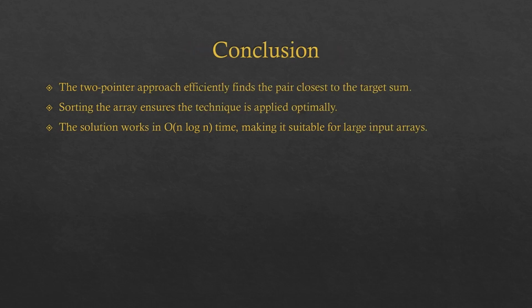In conclusion, the two-pointer approach is an efficient way to find the pair whose sum is closest to the target. Sorting the array ensures we can use this technique effectively, and with a time complexity of n log n, this solution is suitable for even large input arrays.